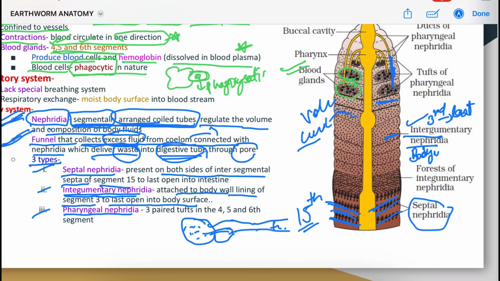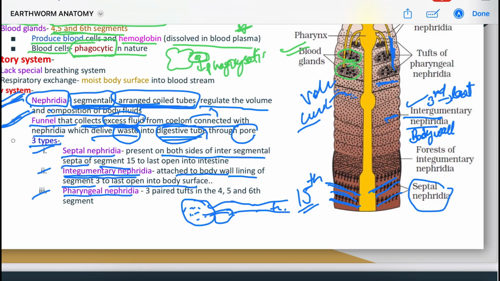It is attached to body wall. This is body part. So integumentary nephridia attached to body wall and it is opening into body surface. Okay, integumentary nephridia open into body surface.